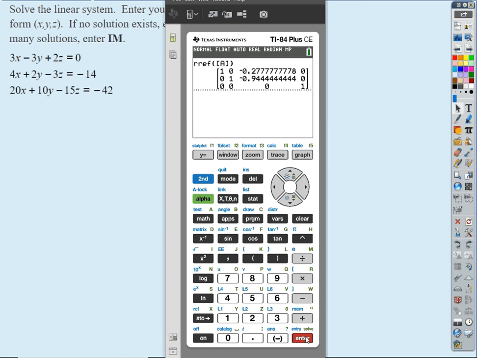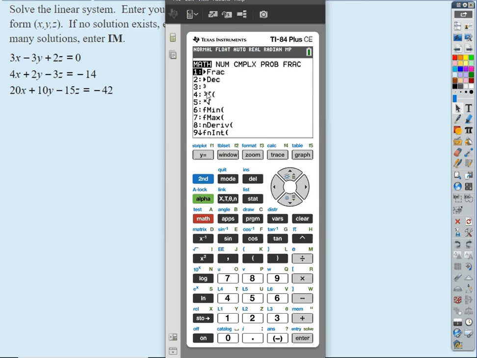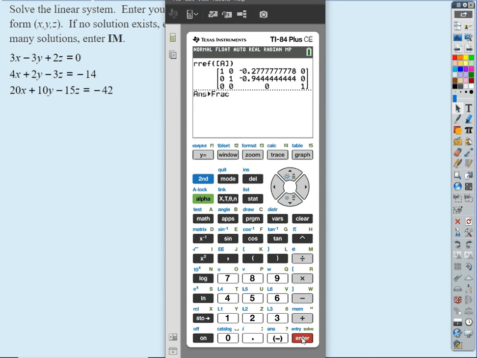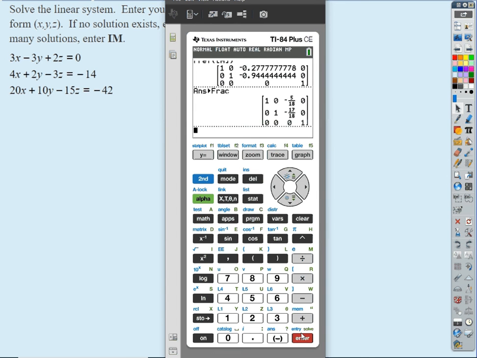Now, here's one thing that's kind of nice though. When you see those big decimals, there's another great trick. Watch this. We'll go math, convert to fraction. That's a little better, right? So what's this tell us? The bottom row tells us 0 equals 1. That's false, so there are no common intersections.